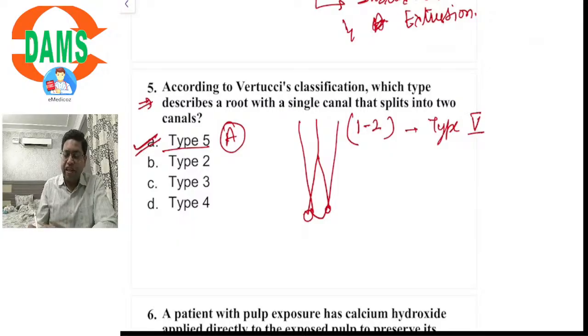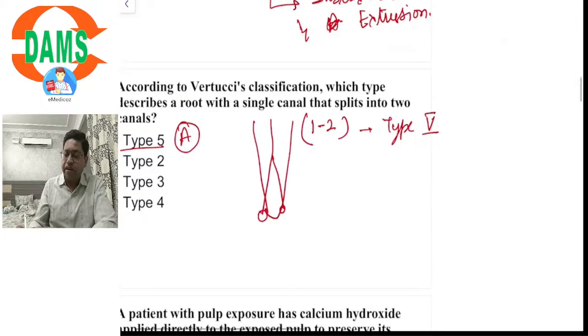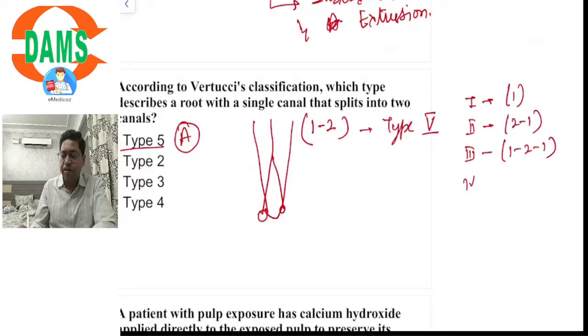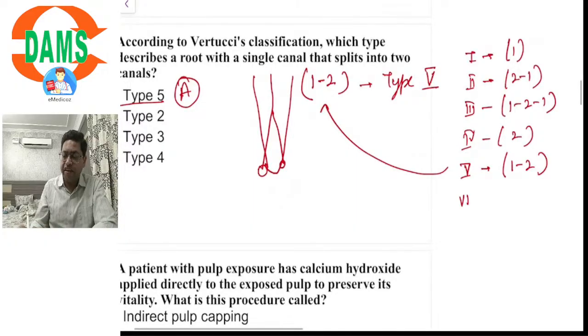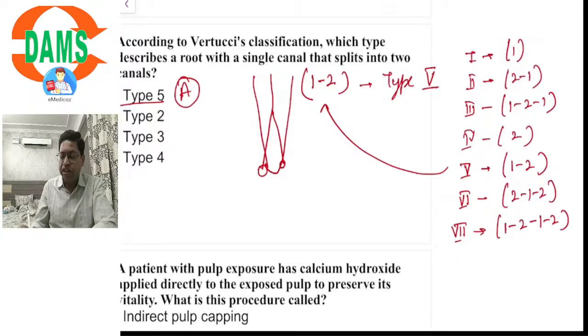Okay, I would quickly tell you the Vertucci classification. Type 1 is designated as 1 configuration. Type 2 is 2-1 configuration. Type 3 is 1-2-1 configuration. Type 4 is 2 configuration. Type 5 according to Vertucci is 1-2 configuration that was asked in the question. Type 6 is 2-1-2 configuration. Type 7 is 1-2-1-2 configuration, and type 8 is 3 configuration. This you must already be aware of. So this is type 1 through type 8 canal configurations.